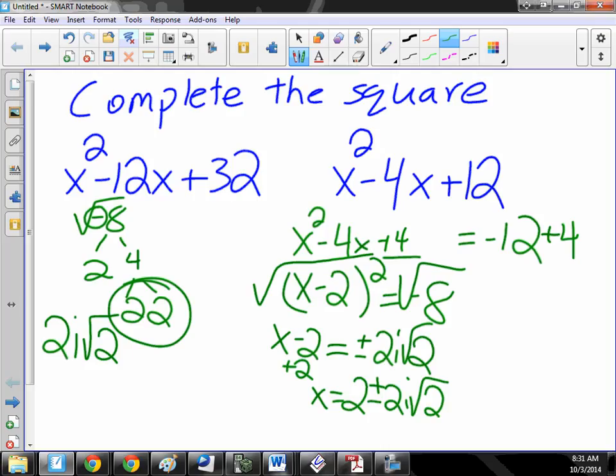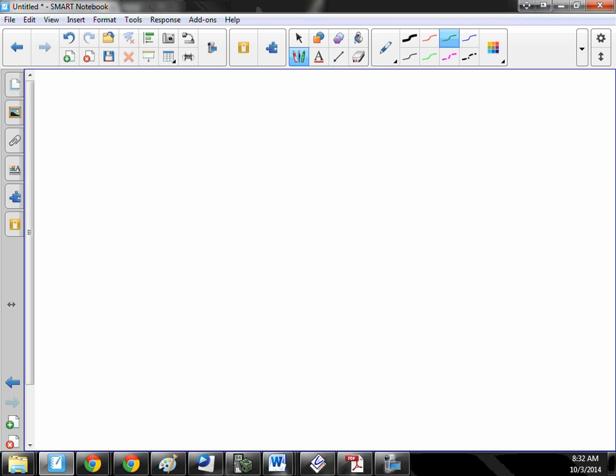Anybody stuck on a particular step in that process? Because it's about to get harder. Okay. So, what if I had x squared plus 5x plus 4 and x squared minus 11x plus, oh geez, I don't know, 6.